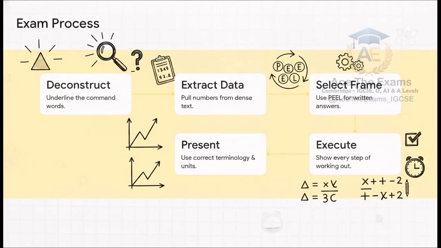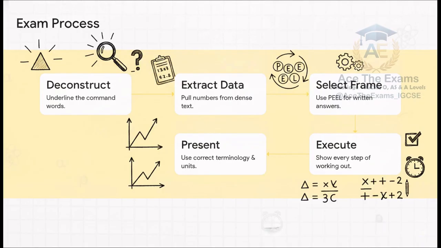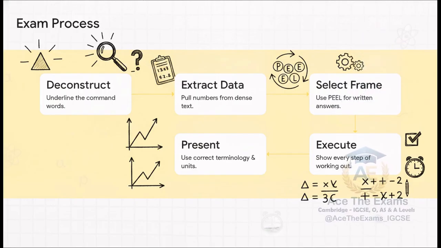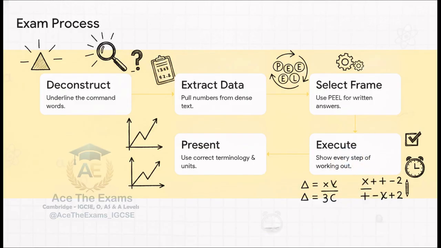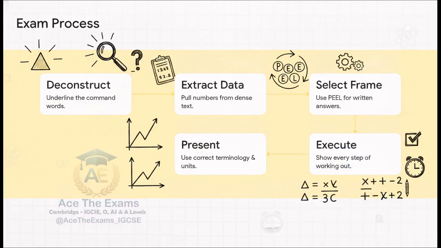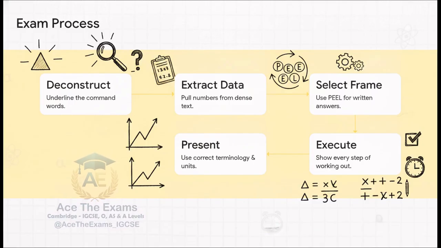Section 3. The technical methodology. Now we transition from what you need to know to exactly how to systematically apply it for maximum method marks. This is where we fix the mistakes that Alex and Sam were making. Follow this exact procedural framework during the exam to ensure systematic processing. Step 1. Deconstruct the question. Underline the command words. Are they asking you to describe, explain, or calculate? Each word demands a totally different type of answer. This is where Sam messed up by rushing.